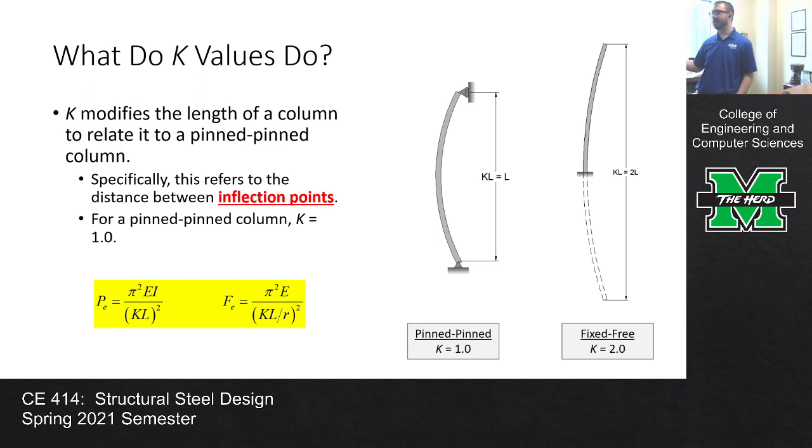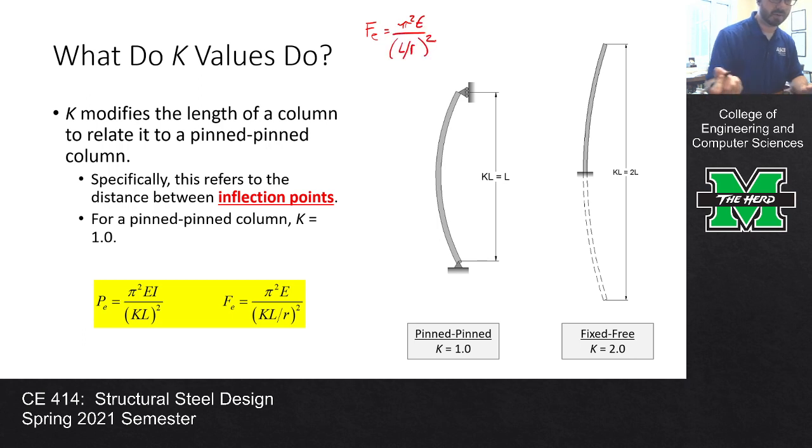If I look at the fixed-free column, that effective length is twice the length for the pin case. So what we do is adjust the length using this K value. Instead of Fe equals pi squared E over L over r squared, which is what we had before, we adjust it and use KL over r squared. K is just a constant to map this length to this one. For the standard case, K is 1. But for any different case, K is either higher or lower than 1, such that the buckled shape matches the pin column.